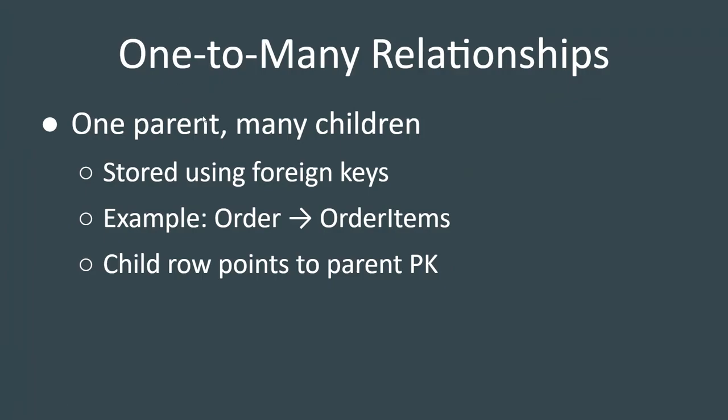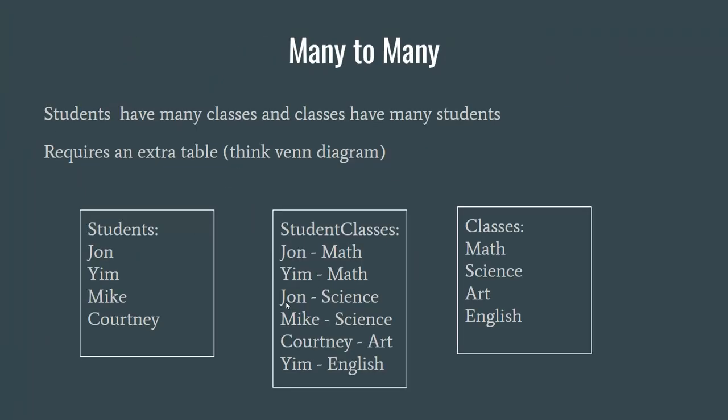You can also have a wizard and a spell book, or an invoice and then all the items on the invoice. So this is one of the 2 more common relationships, the other one being many to many.